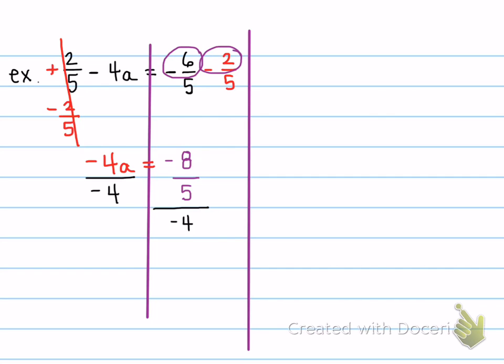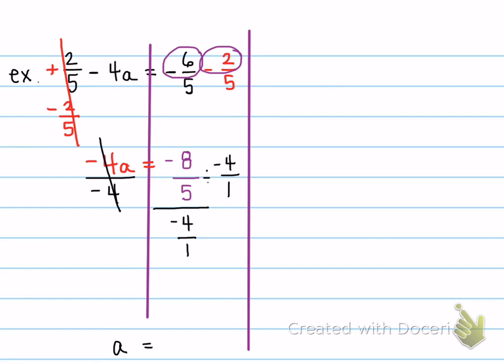These negative 4's cancel out, and I know that I have a left. I'm going to write that a all the way down here because I need work to show you over here on the right side of the equation. So I have a fraction divided by a whole number. I'm going to actually make this whole number a fraction by putting it over 1. And now what I really have is negative 8/5 divided by negative 4 over 1.